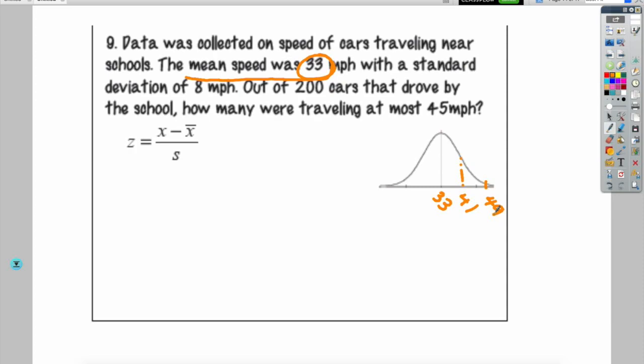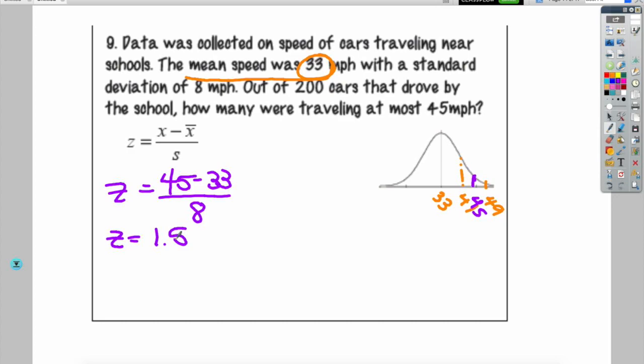But if we notice, it says out of 200 cars that drove by the school, how many were traveling at most 45 miles per hour? 45 does not lie on a normal standard deviation. So we're going to have to figure out what that probability is. What's X? What's our mean? And our standard deviation is 8. What is Z? 1.5, which means that we are going to go to our table and take a look.